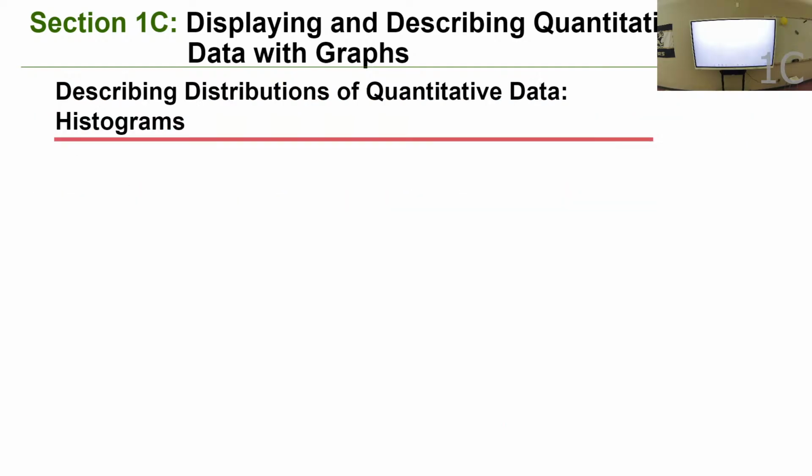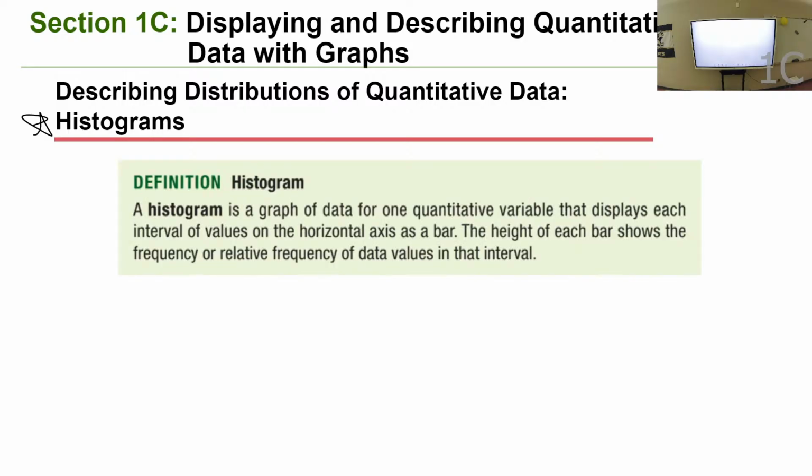Histograms. Last one we got to talk about today, ladies and gentlemen. We use histograms more than the other two combined, because histograms are used for larger sets of data. Histograms look like bar graphs. That's where you have to be a little careful. Bar graphs have a space between them. It's for categorical data. Histograms don't have a space between them. Those bars are connected.